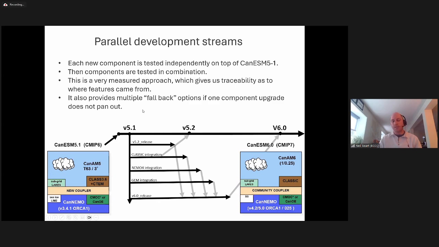And so doing this is very measured. It gives us traceability to know if a big change occurs, where did that change come from? And it also gives us multiple fallback options. So if one thing doesn't work out, if NEMO 4, we can just never get it working to our satisfaction, if we had just thrown everything together at the beginning, it would be very hard to undo that. But because we've done it independently, we can mix and match these things however we want.